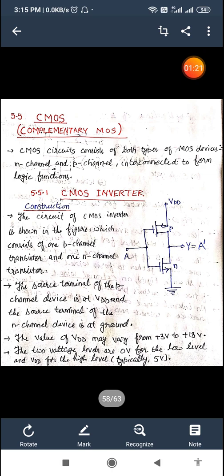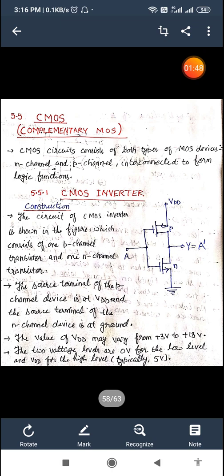So the source terminal of the P channel device is at VDD, supply voltage, and the source terminal of the N channel device is at ground, as seen in the figure. The value of VDD may vary from 3 volt to 18 volt. The two voltage levels are 0 volt for the low level and VDD for the high level, that is typically 5 volt. Now come to see the operation of the CMOS.